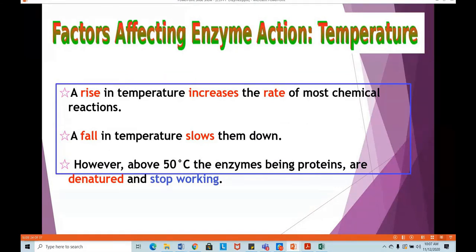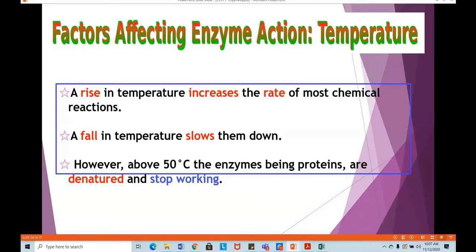All right, so we are on page number 52 now. We are going to discuss the factors or the properties which affect the enzyme. So today's objective is to study how the temperature and pH affect the rate of the enzyme, the rate of the chemical reaction.